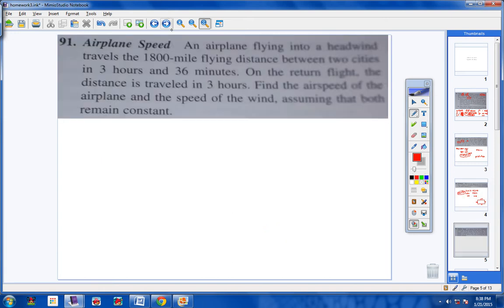Alright, number 91. An airplane is flying into a headwind that travels the 1,800-mile trip between two cities in 3 hours and 36 minutes. On the return flight, the distance is traveled in 3 hours. Find the speed of the plane, the speed of the wind. So here we go. Speed of airplane. We're going to denote that by the variable A. And the speed of the wind, we're going to denote that by W. So there's my two unknowns.